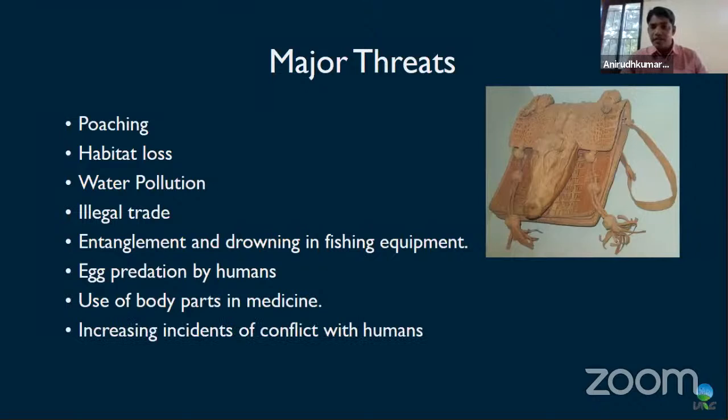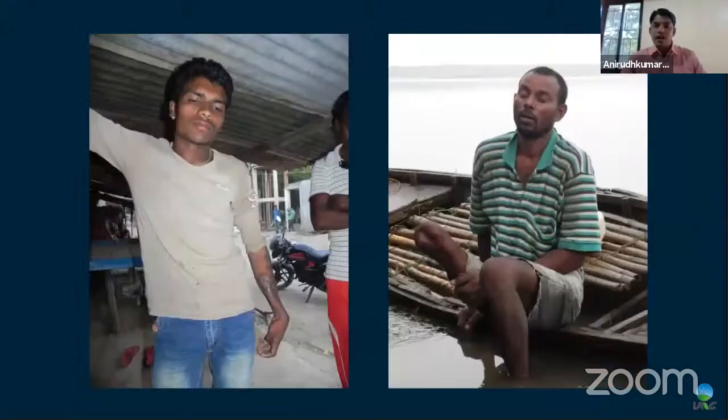Then one of the biggest threats we are currently facing is conflict with humans. Where there is a large population of crocodiles, the crocodiles are attacking humans. A lot of people have died because of different species of crocodiles. You can see these two pictures are from Gujarat, especially from the Vadodara region. On the right, the crocodile got hold of his leg and chopped it off. On the left, you can see the kid actually escaped from the crocodile's jaw, but his hand is seriously wounded.